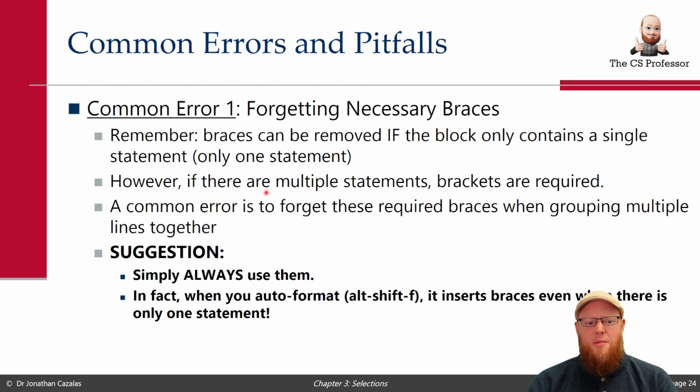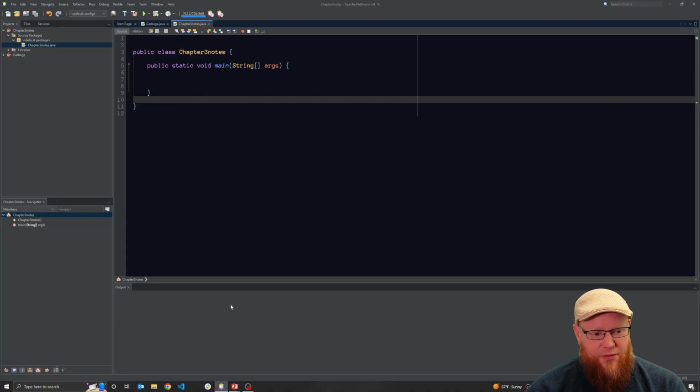So briefly, some common errors and pitfalls. For new Java developers, the most common error with respect to selection statements is just forgetting those curly braces. The suggestion given: always use them, even if you don't have to use them. Absolutely always use them. And notice the second bullet point here. In fact, in most IDEs, as mentioned previously, when you do an auto format, it will automatically enclose those single line statements within curly brackets. Even though it's not necessary, it will do that for you.